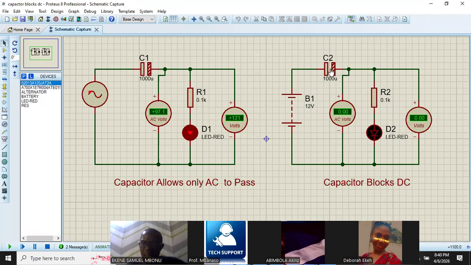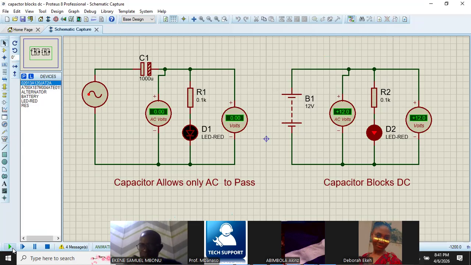It's reading 0.0, confirming that this capacitor has blocked the flow of current because this is DC. If you doubt it, just remove the capacitor. It's the capacitor that is the problem. Run it again. You see that? So these are the things we need to take note of. Capacitor blocks DC, allows AC to pass. That is the basic about capacitor.